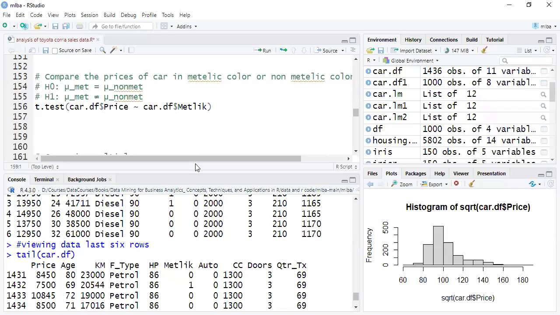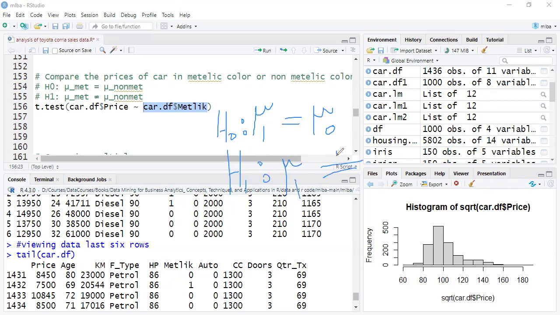Here we have the two variables. One is the price and the other is metallic. And what is the null hypothesis? The null hypothesis which we are going to check here is that the average price of cars which have a metallic color is the same as the average price of cars which do not have a metallic color, non-metallic. This is your H naught. And your H1 is what? Your H1 is mu1 is not equal to mu naught.